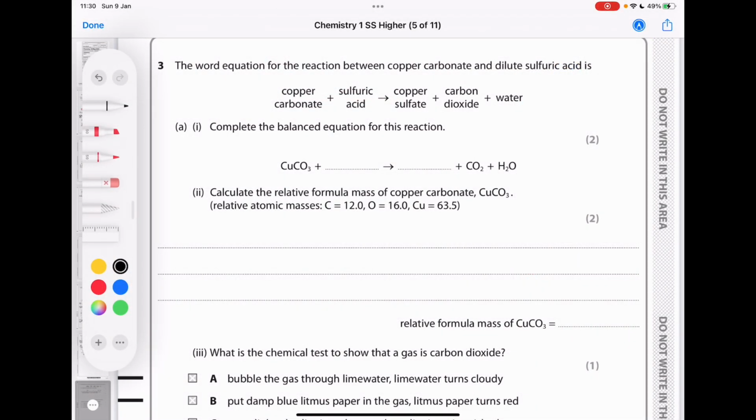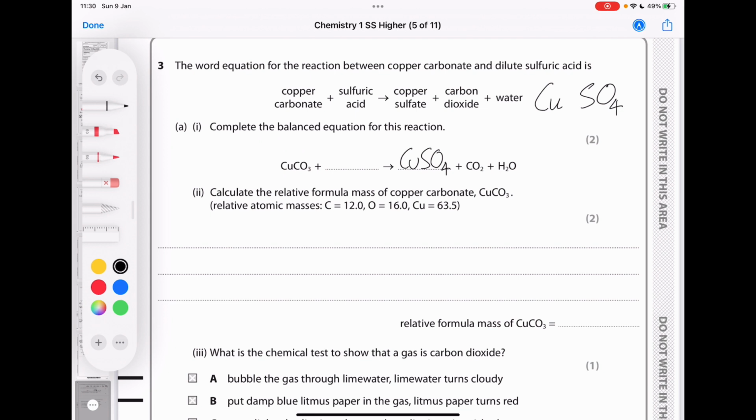Question 3 is about topic 4 and the reactions of acids. For the first part, part A, part 1, you are asked to complete the balanced equation. They've given you the word equation at the top, and you just needed to write in the formulas of copper sulfate and sulfuric acid. Copper sulfate, the copper ion is 2+, and the sulfate ion is 2-, because they have the same size charge. The 2+ and 2- cancel, and copper sulfate is CuSO4.